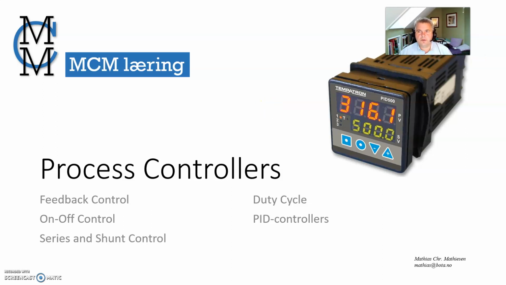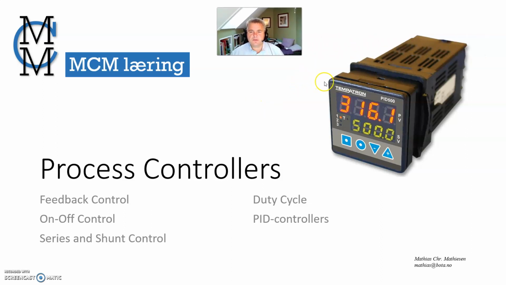When we talk about process controllers, PID controllers are very important. This is a picture of a typical PID controller. You see here SV, that is the set value, the desired value, and PV is the process value, the true value. In this example you have a set value of 500 and a process variable of 316, so the deviation between the two is 184, nearly.